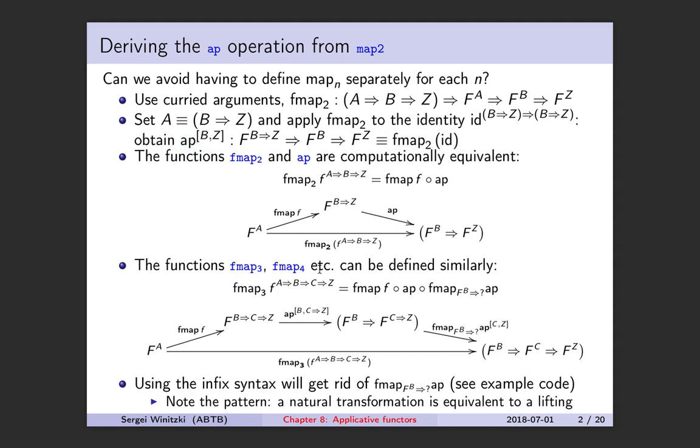And similarly, we can define fmap3, fmap4, and so on. And here's a diagram for fmap3. It is slightly more complicated because we need to first map to this, then we need to do app with these type parameters, and then we need to do app on this argument. We need to keep this argument constant and app on this argument with parameters C, Z.